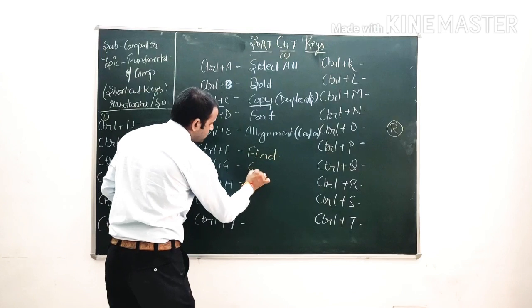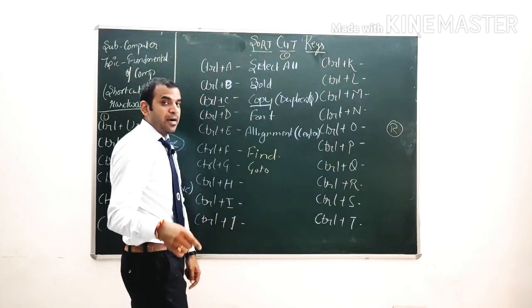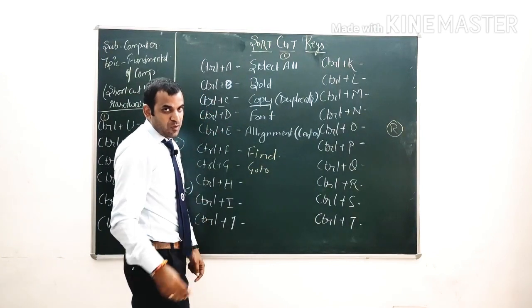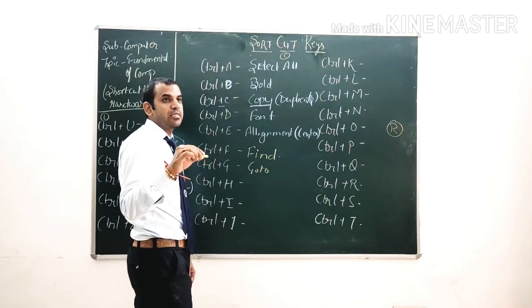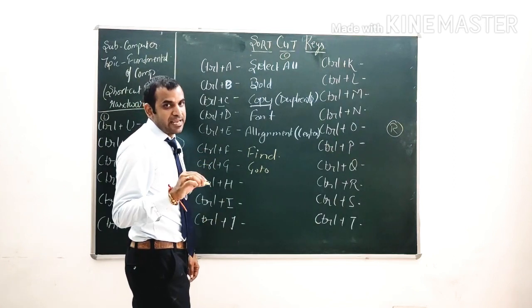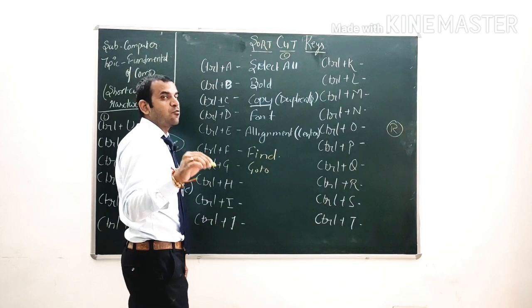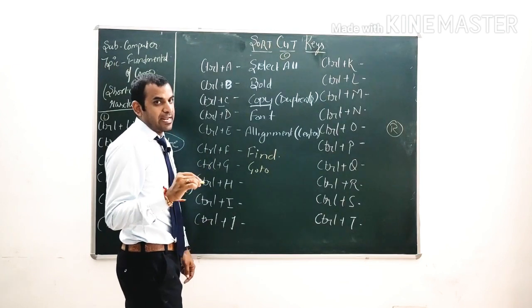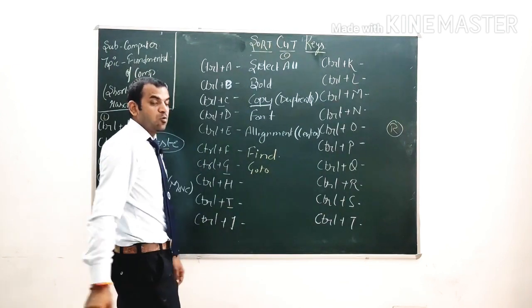Next one is Go To. It is used to jump to a page or a line number. Okay, if you want to jump directly to the 117th page or the 1455th line, then you will use Go To.